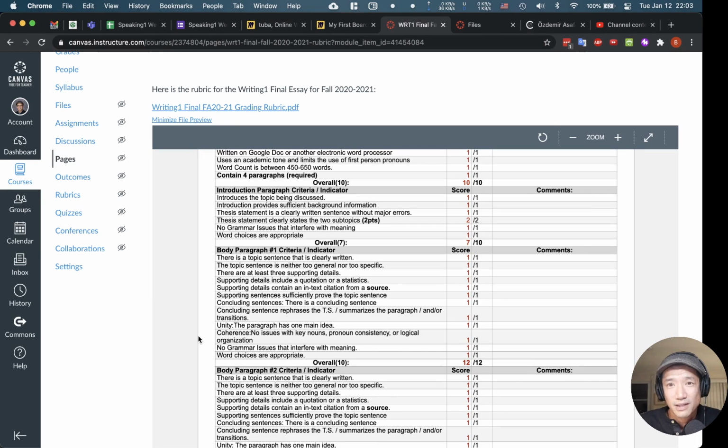And don't ever end in my class on a quotation, right? So don't end with a quote from the video. You want to make a concluding sentence that helps you either rephrase the topic sentence, summarize your paragraph, or transition to the next paragraph, right? Doing both is probably the best thing you can do. Unity, also, once again, important. So did you focus on that one idea that you talked about in your topic sentence, or did you start to stray off and add some other things that you wanted to do?